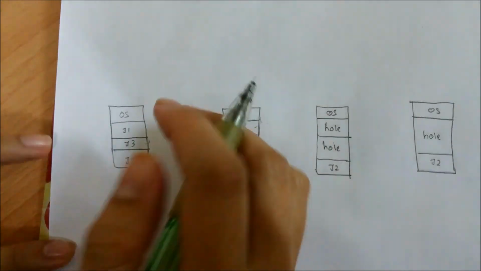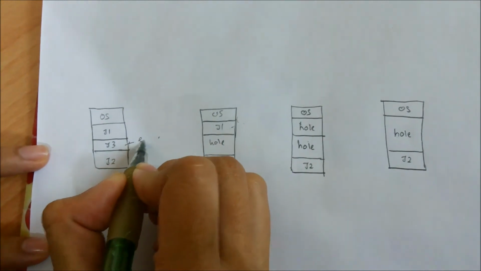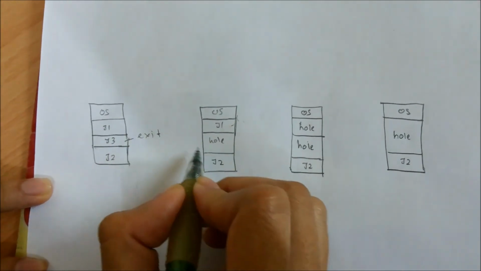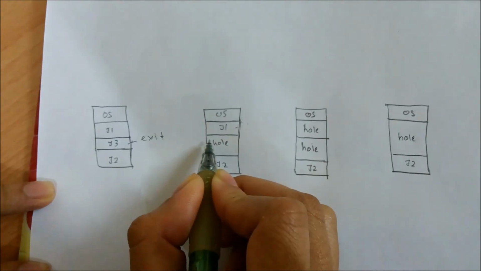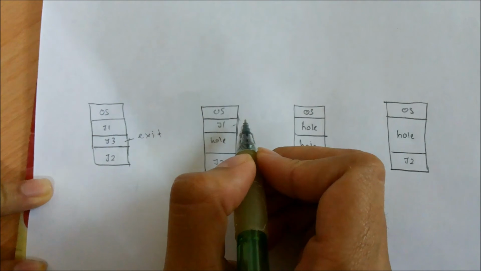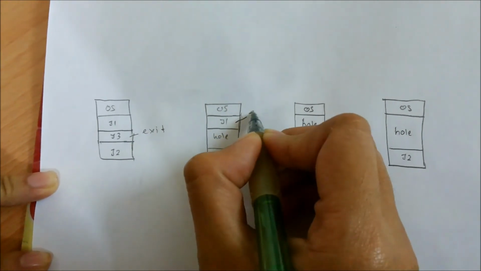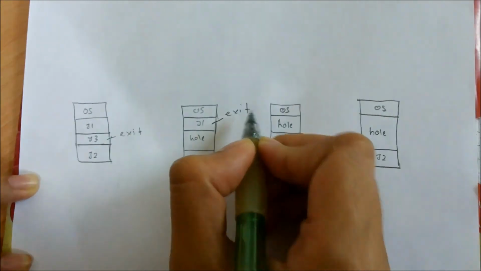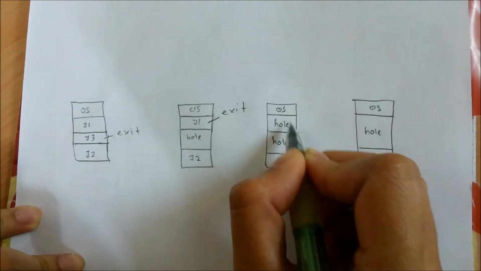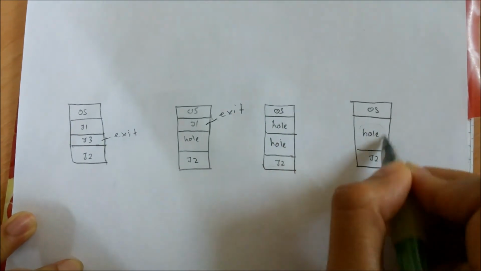As a process exits, for example, when job 3 exits, it creates a hole, which is a region of free memory. But if a new hole is adjacent to another hole, for example, when job 1 exits, so this one is an adjacent hole, then the adjacent holes are merged to form one large hole here.